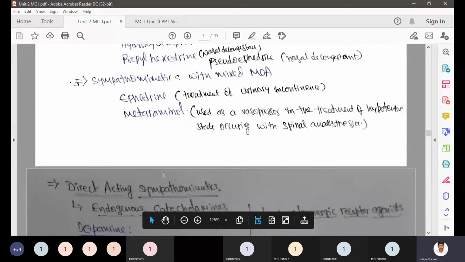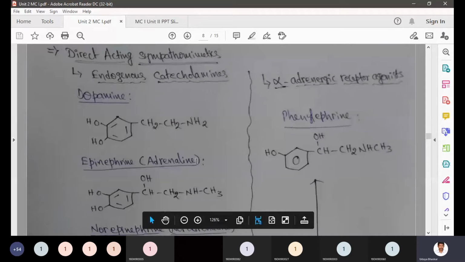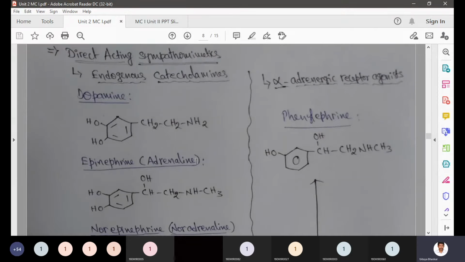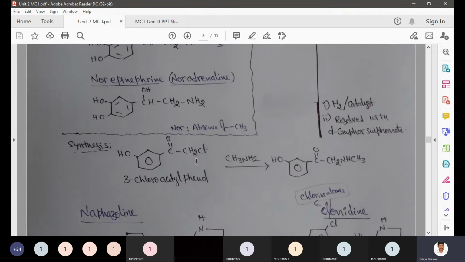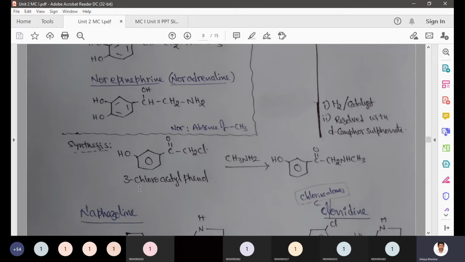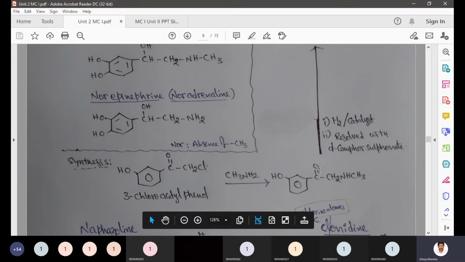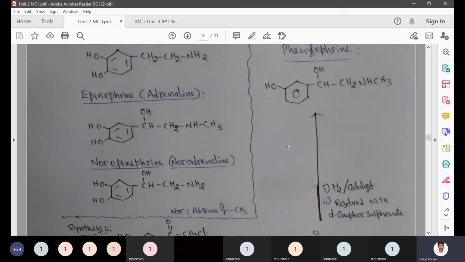So this is the classification repeated. We saw the structures and the synthesis of phenylephrine. You know the structures of dopamine, epinephrine and norepinephrine. Remember them from the biosynthesis itself, then it will be easy to compare other drugs. For phenylephrine, the starting material 3-chloroacetyl phenyl is added with methylamine. We got our whole molecule except that the C double bond O needs to be converted into C-OH. That is done by reduction of the carbonyl group.